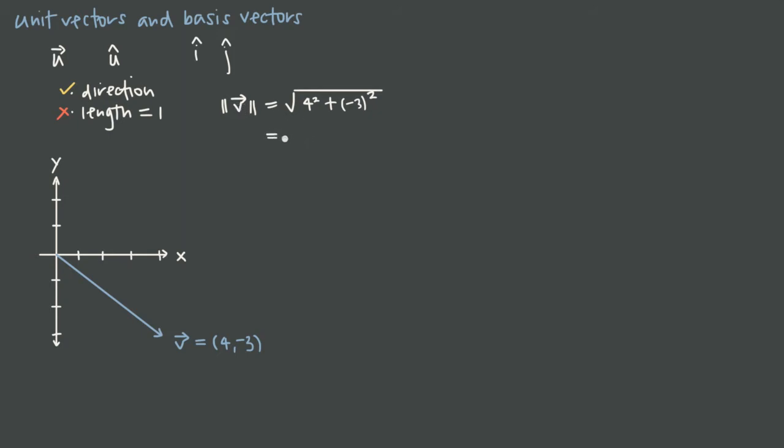So when I simplify this, I'll get the square root of 16 plus 9. That's going to be the square root of 25. And I know the square root of 25 is +5. We don't have to worry about the square root of 25 being -5 because we're actually talking about the physical length of a vector, and it doesn't make sense to talk about a negative length. So the length then of this vector is 5.